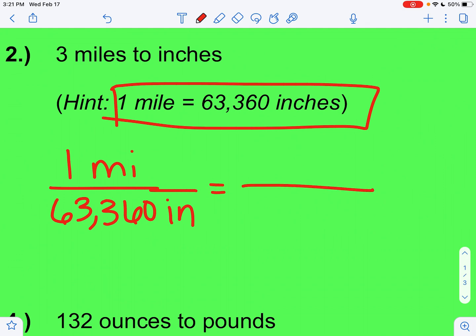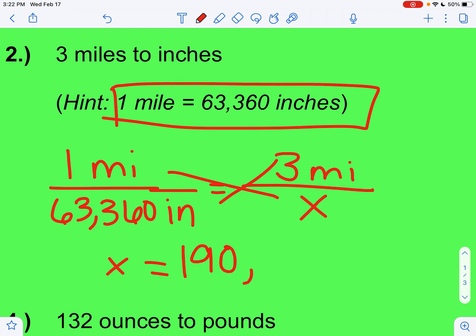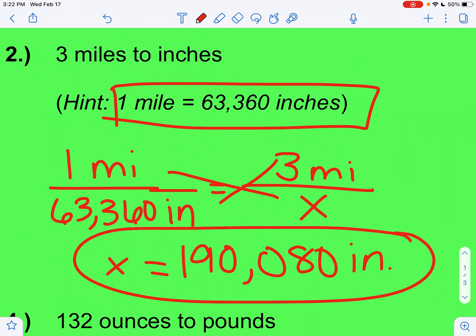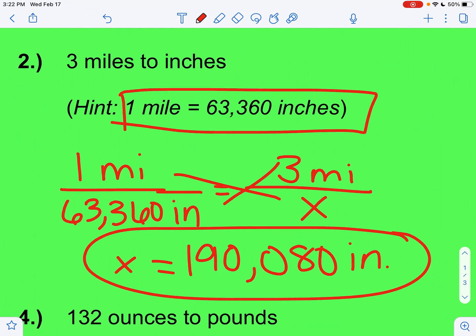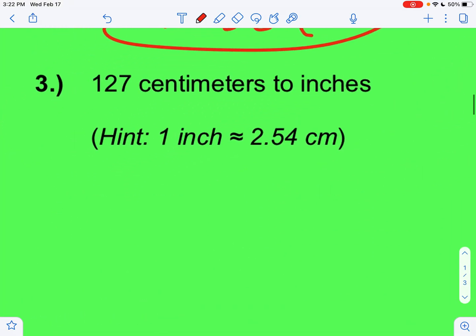Then we are going from 3 miles to inches. That 3 miles has to go in the same place that our miles goes, so it goes on the top. But we don't know how many inches that is, so that's our X. Now we cross multiply. 1 times X is really just X. And then 3 times 63,360. I'm typing that into my calculator; you can do the same. And we get 190,080, and we're talking inches. So we're just setting up ratios. All right, let's do the next one.